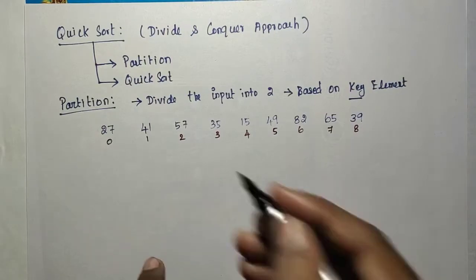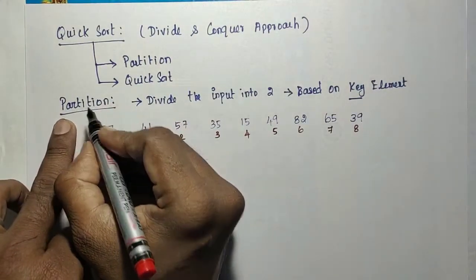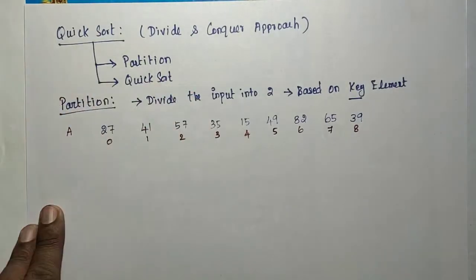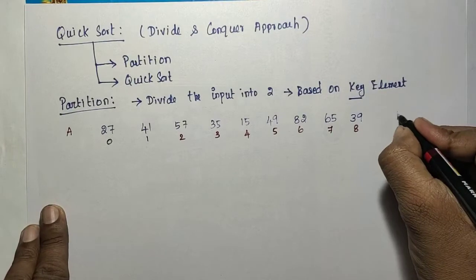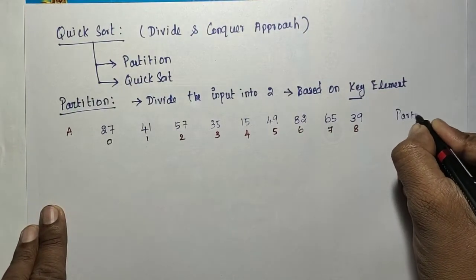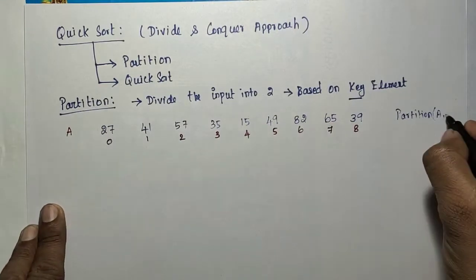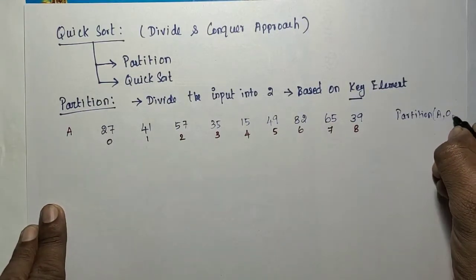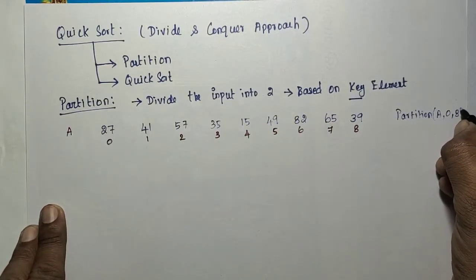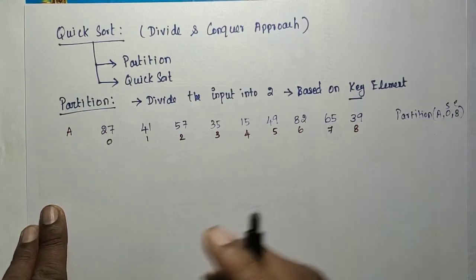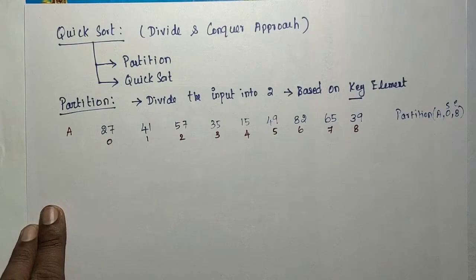So here, initially, this is an example array A. I have to call partition of A, and I need to pass the starting index and ending index, 0 to 8. This is S and this is E. Like that I have to call it.